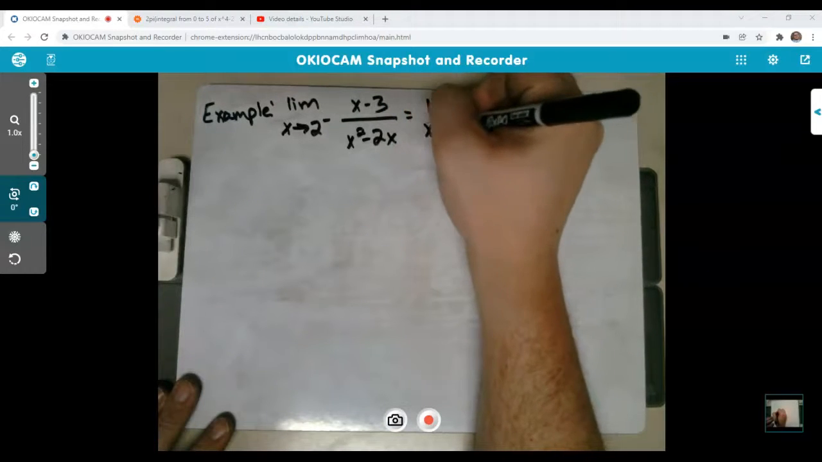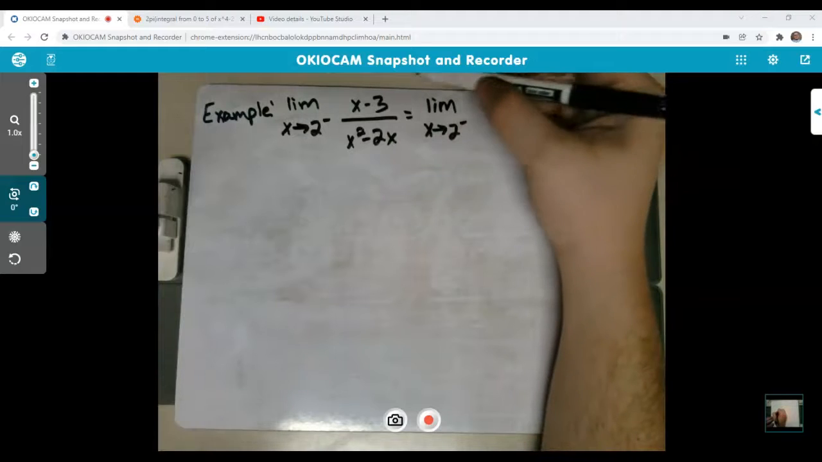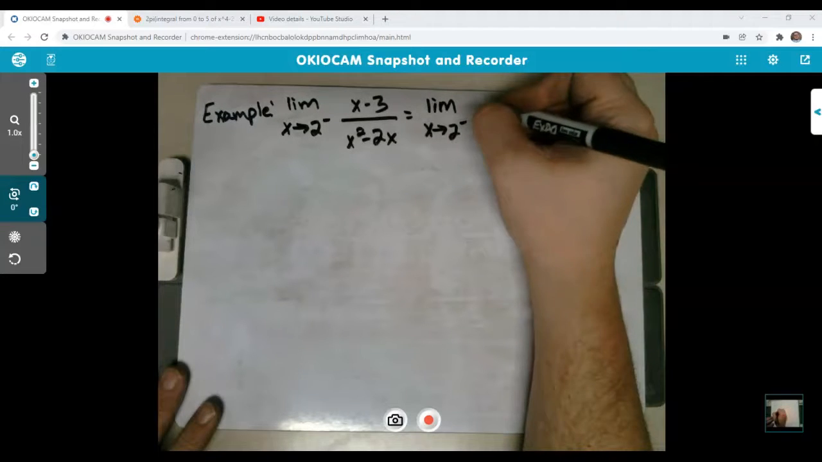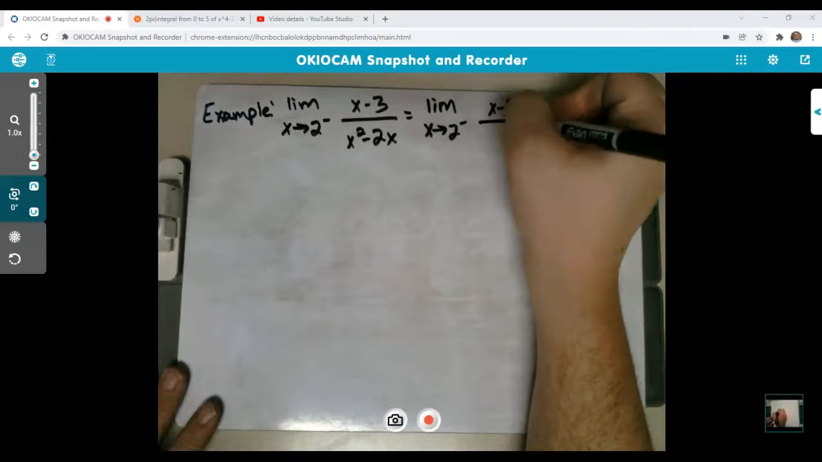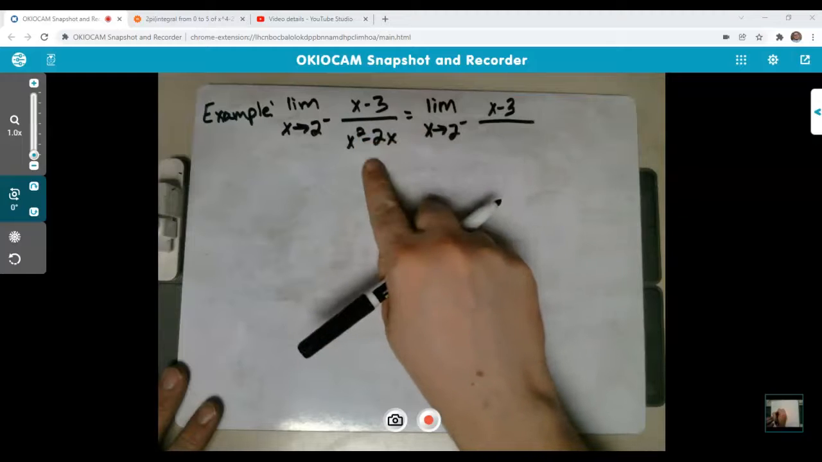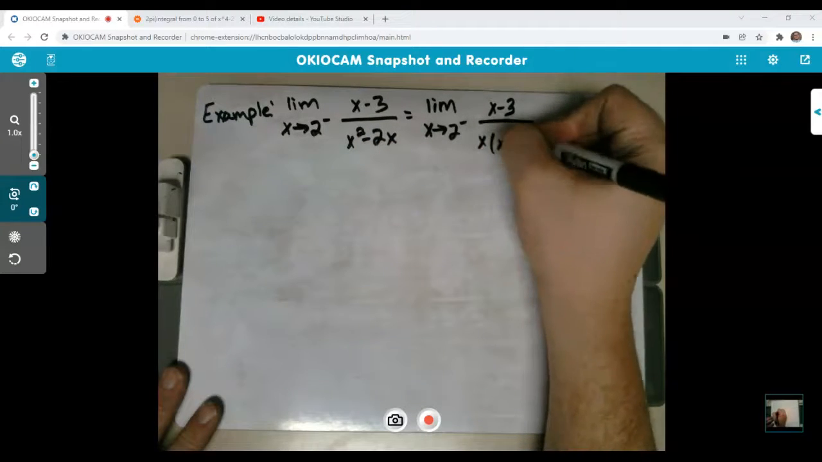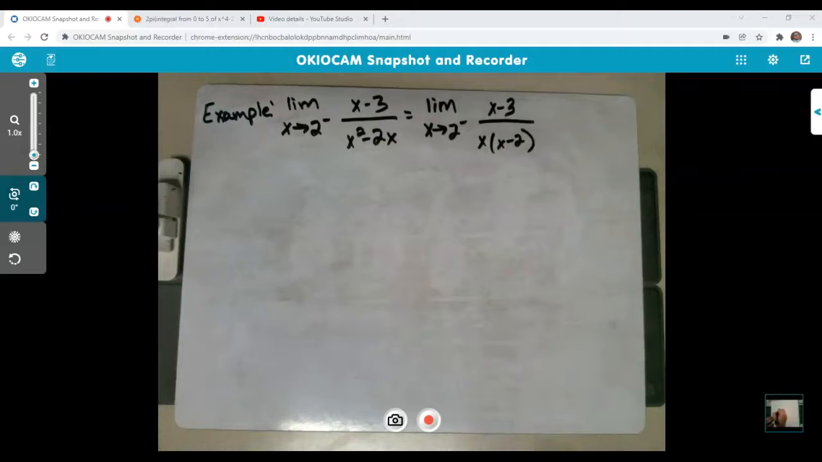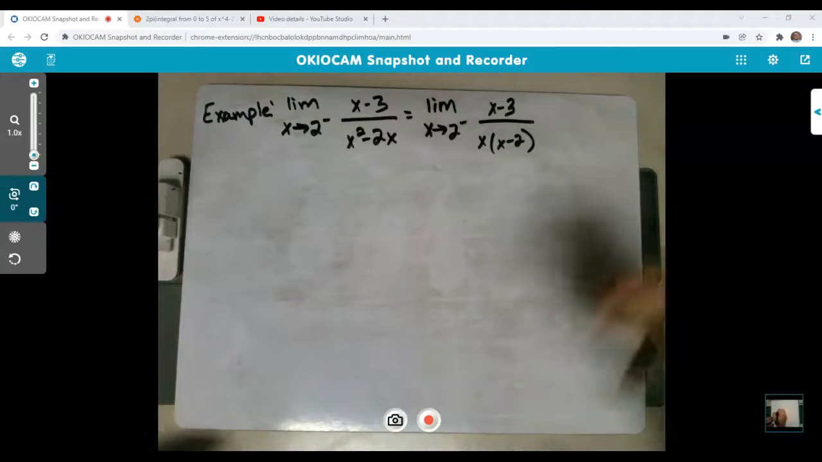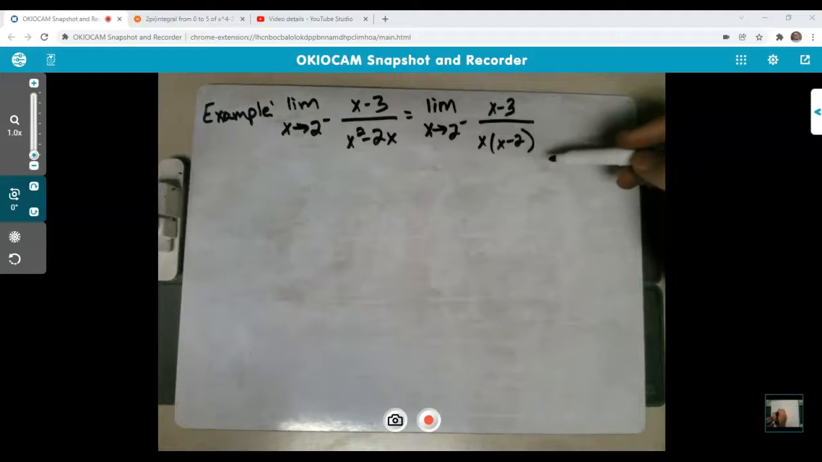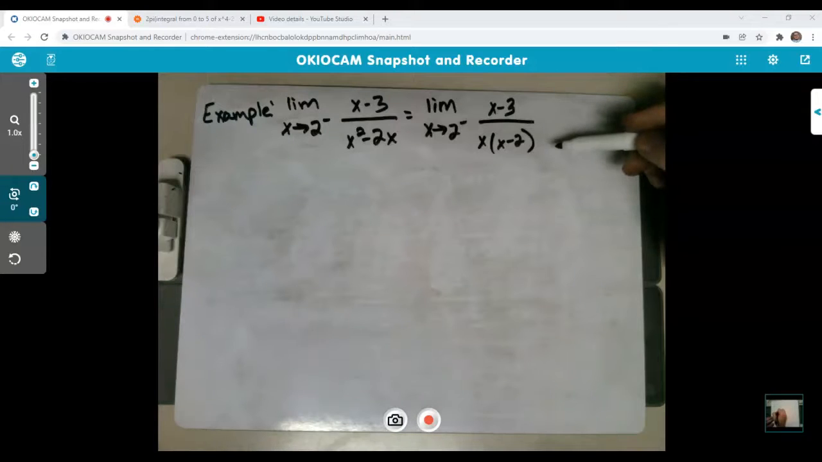So that's the limit as x approaches 2 from the left. The numerator cannot be factored, so we're just going to leave that x minus 3. The denominator, I can factor out an x, so that's going to be x times x minus 2. But unfortunately, that doesn't really help us out here, right? Because there's nothing I can cancel out. So I'm going to have to try this another way, okay?